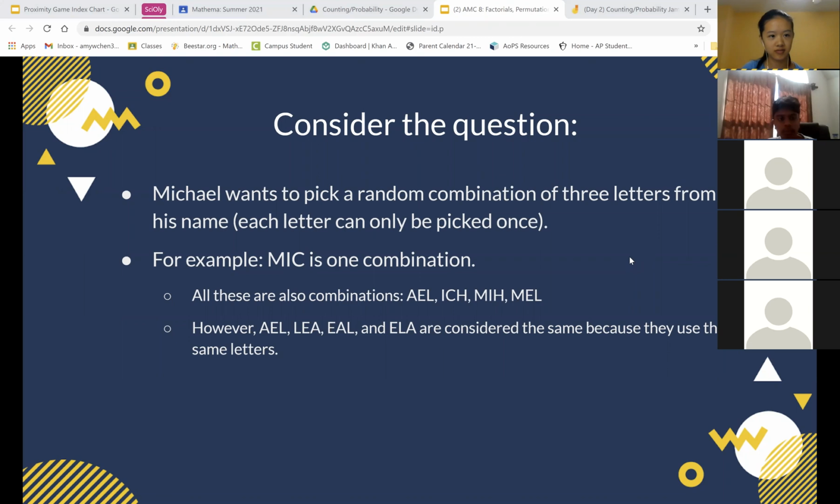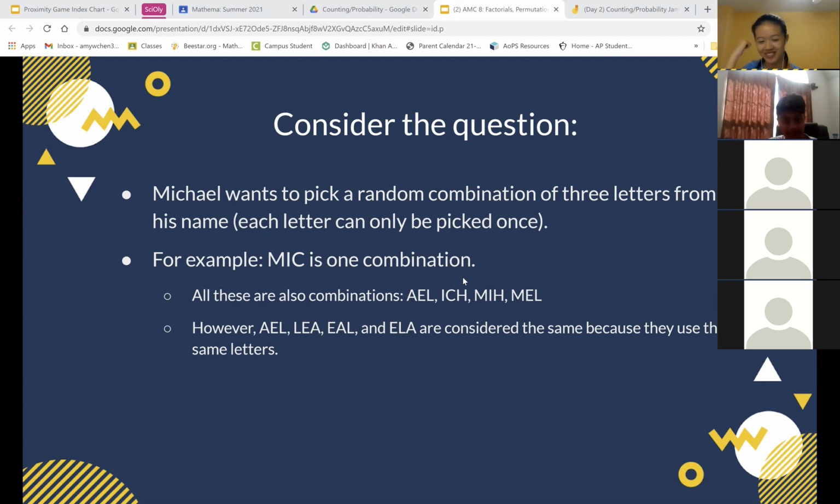If we looked at this in a permutative, I don't even know if permutative is a word. I think it should be a word. It sounds like a word.